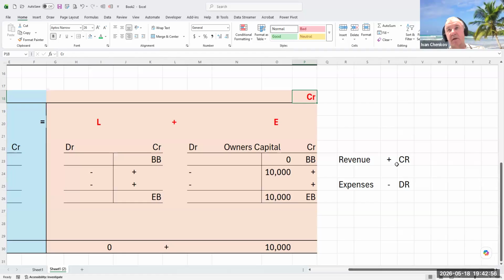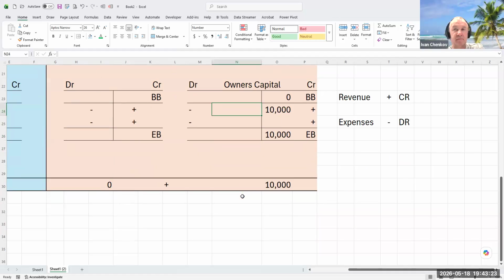Now, revenue and expenses. If I want to increase the revenue, which is why we open a company, it's always going to be credit because it increases the owner's capital. Expenses are always debit because they decrease the owner's capital. Withdrawals are the opposite of the owner's capital, so withdrawals always increase on the debit side in order to reduce the owner's capital.